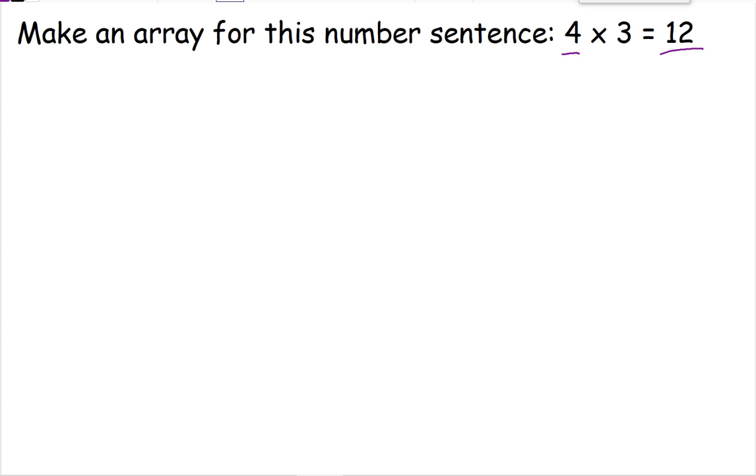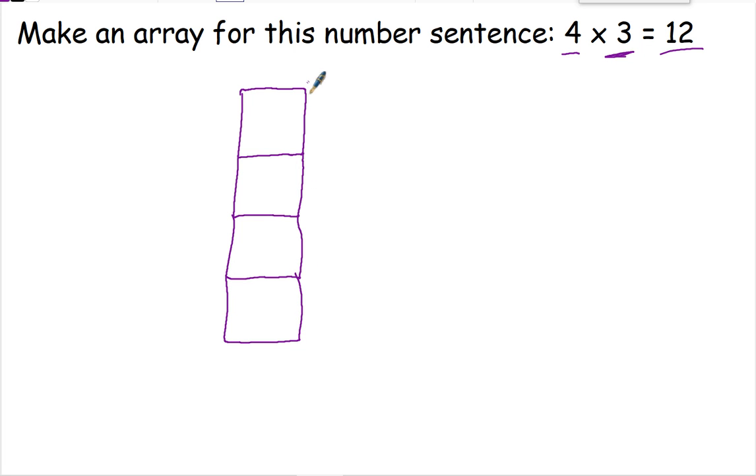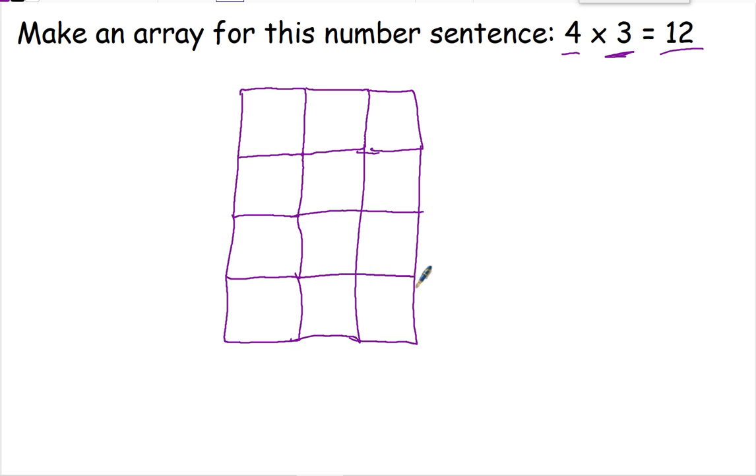The first number tells us how many rows we'll have, in this case 4 rows, and then there will be 3 squares in each row. So I'm going to draw the 4 squares for the 4 rows, and I'm going to put 3 squares in each row. 1, 2, 3. Alright, so this would be a 4 by 3 array. And then we can put the total in the middle as 12.